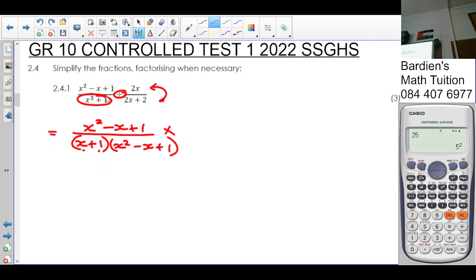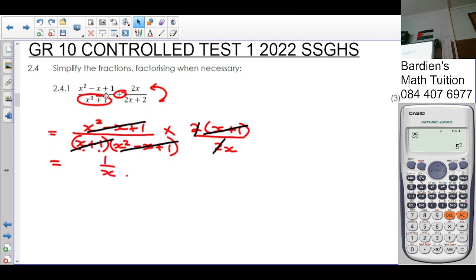2x plus 2, what's going to happen here? Common factor of 2. I'm left with x plus 1 over. So what happens now? X plus 1 cancels x plus 1. X squared minus x plus 1, cancel. 2 cancels 2. So what are we left with? Okay. Any confusion there?